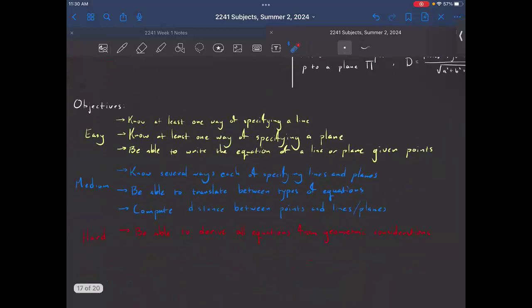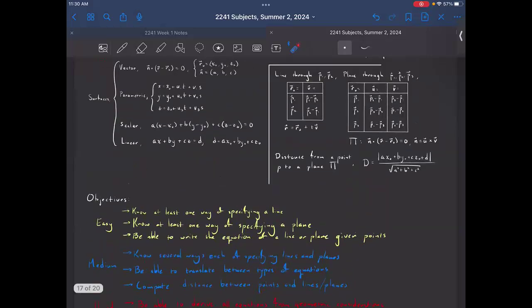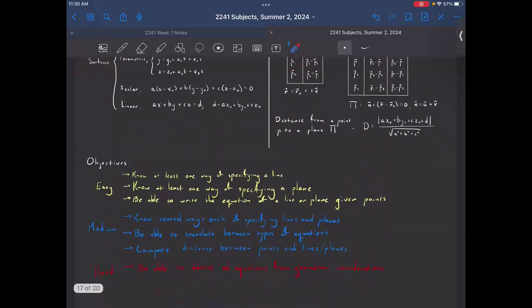They are reasonably short. So easy ones, you should know at least one of these equations for a line, one of the equations for a plane. And last easy one, you should be able to write down the equation of a line or a plane given those points. So use this table or some method that works for you.